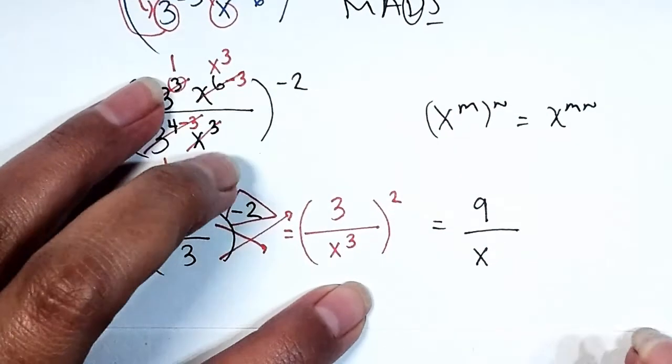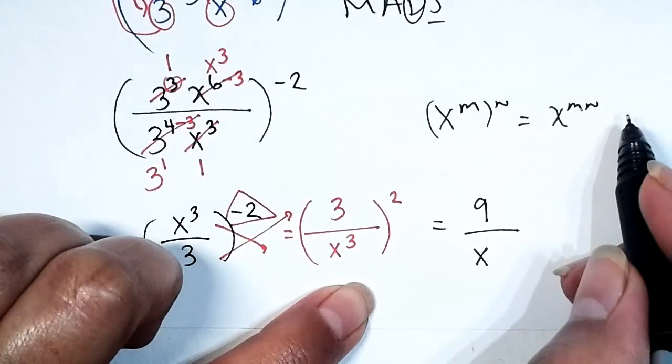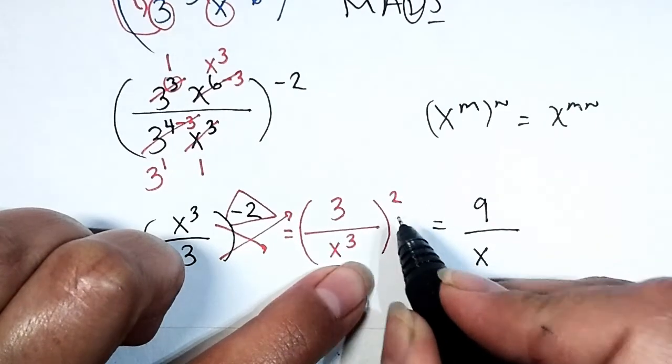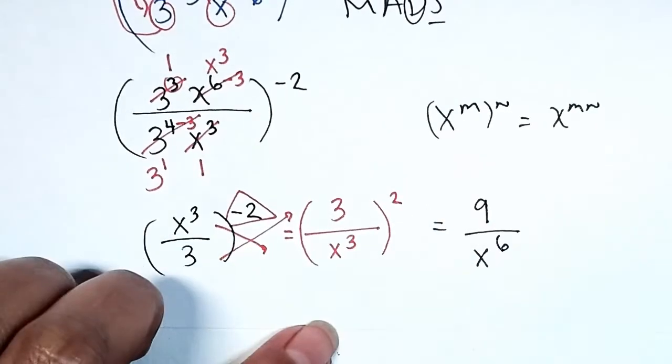Alright, cool. Power rule: keep the base and multiply the exponents. So we keep the base x and then multiply the exponents. 3 times 2 is 6. So that's our answer. All the exponents are positive. We still have a fraction. It's reduced, so we're good.